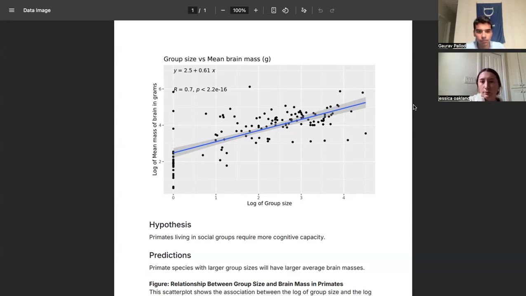And like he just said, from this graph, there's a strong positive correlation between the group size and the brain mass among the primates. So, which shows that the primate species that live in larger social groups tend to have larger brains, which supports the social brain hypothesis, which we mentioned earlier. Yeah, it's just kind of the idea that increasing social complexity drives the need for greater cognitive capacity, which is shown here by the positive correlation.